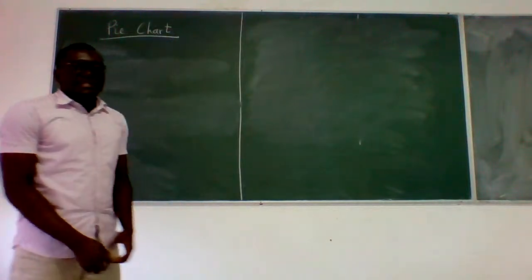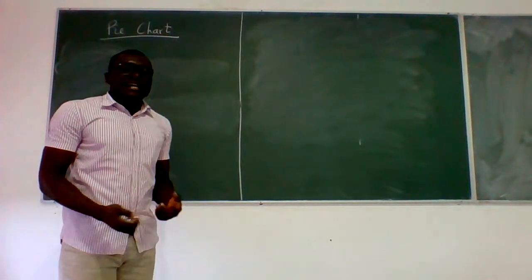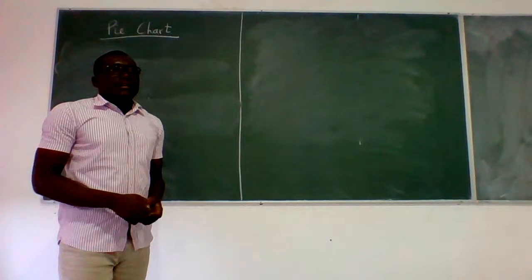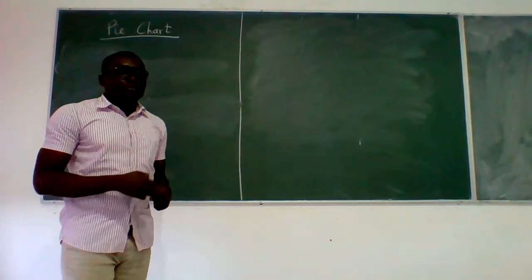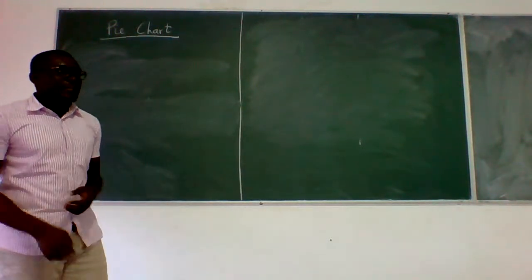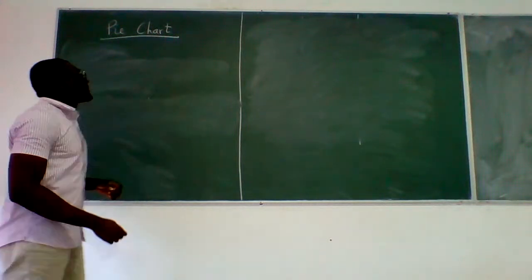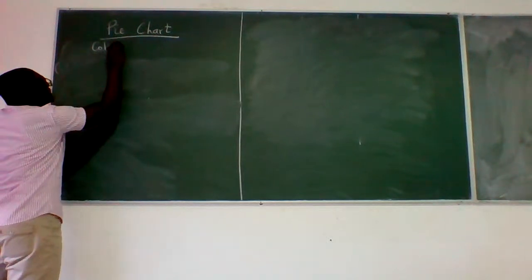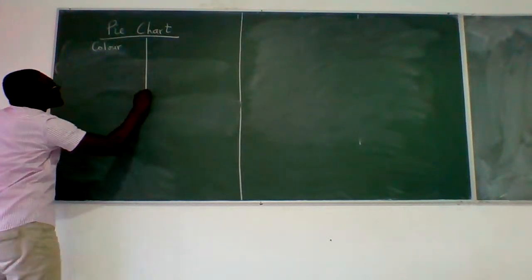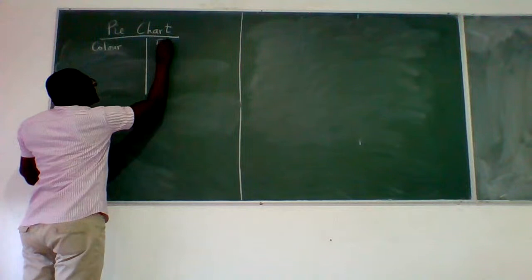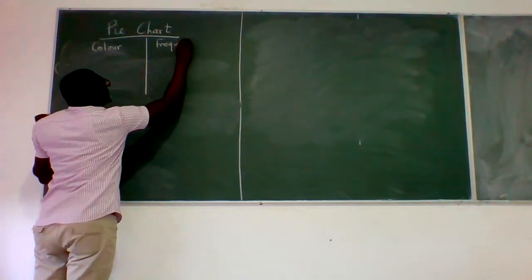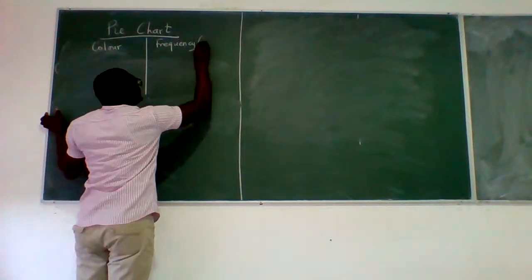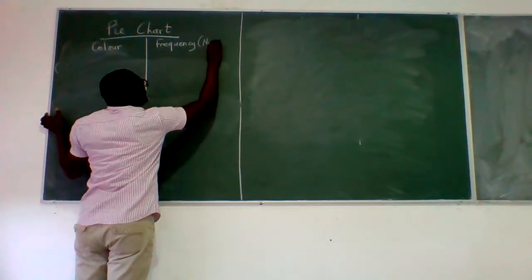I went to the class, and this time around, I asked for their favorite colors. Let's say I sampled just 10 people out of the class, and I asked for their favorite color. So here I have color, and then I have the frequency, or simply put, the number of people.